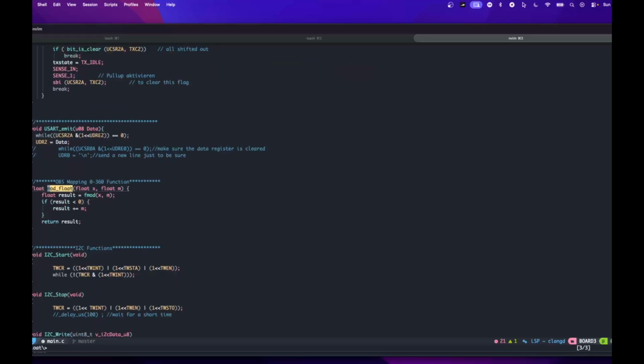The mod float is this function here, it's very simple. It does the fmod of 360 on the angle, and it's going to wrap the final angle for it to stay between 0 and 360.